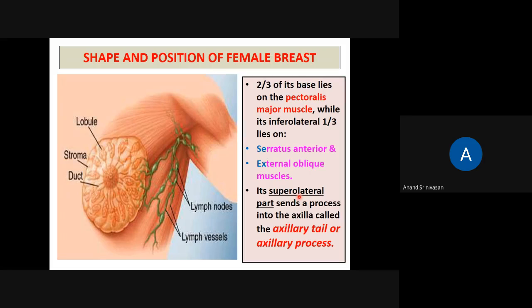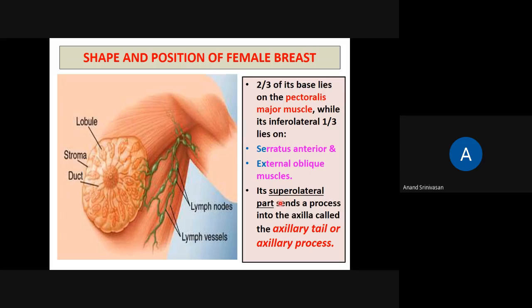You know that this is one of the most common cancers in females. So early detection will prevent morbidity as well as mortality. So that's why breast examination is very important.